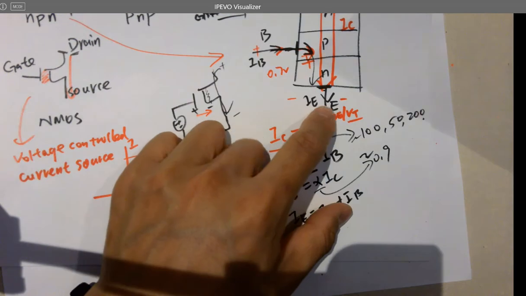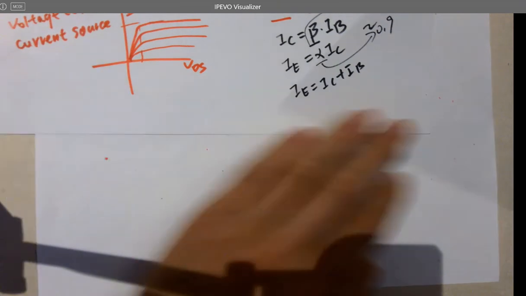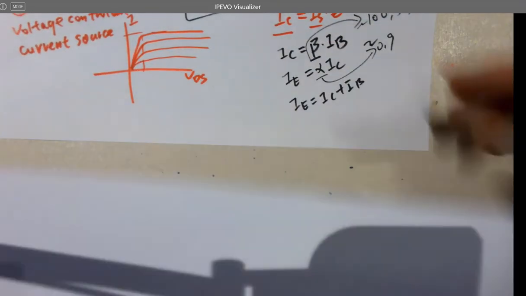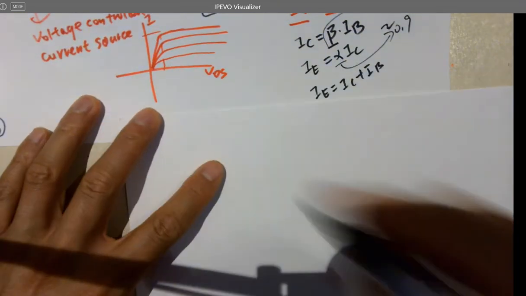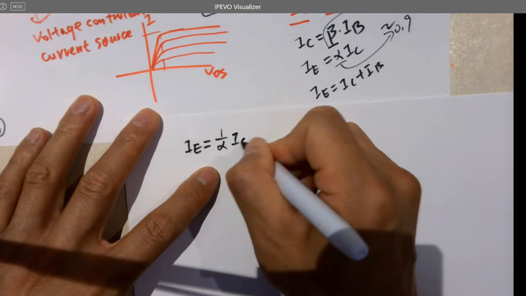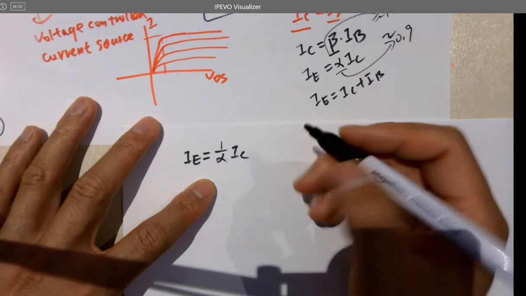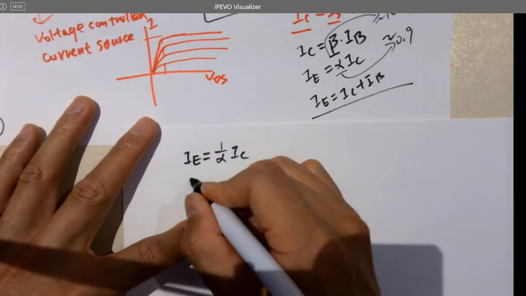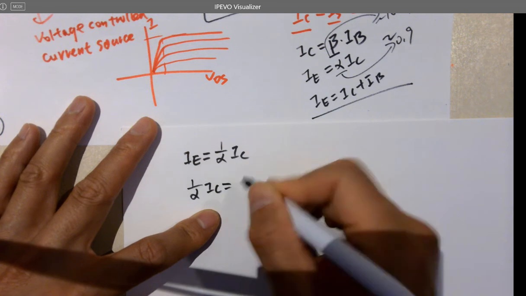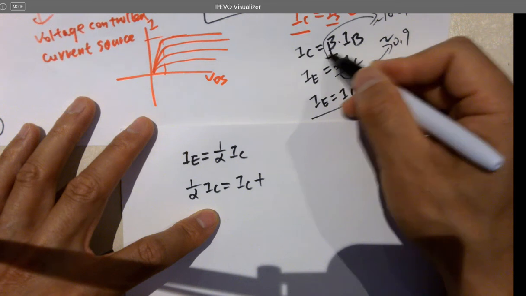So IE, because IB and IC merge together to form that IE. So IE equals IC plus IB. And from these two, we know that IE equals 1 over alpha IC from here. So based on this equation, we can get 1 over alpha IC, which is IE equals IC plus IB. So IB will be IC over beta.